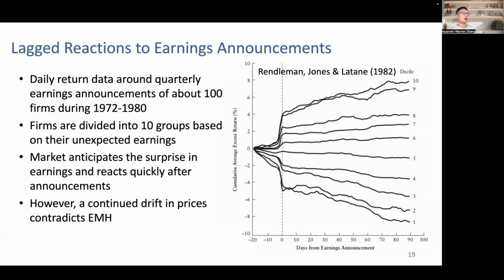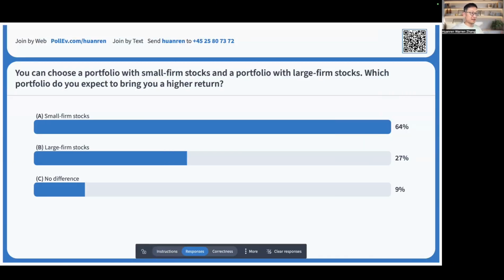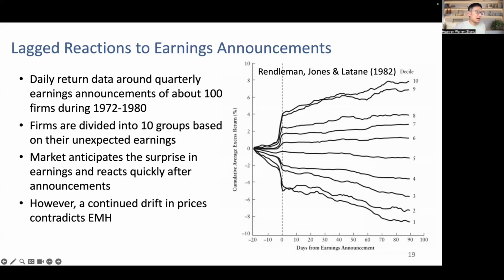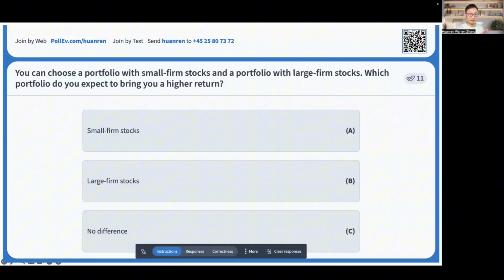So even though the market would react to the new information immediately, we do see that the market as a whole would have this lagged reaction. Right? So this is contradicting the efficient market hypothesis. Now that's the first piece of evidence against the efficient market hypothesis. Now let me ask you several questions about investment to check whether you have some intuitions on the strategies that you could use to exploit the market to gain excess return. So here is the first question.